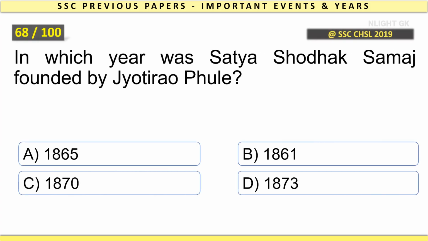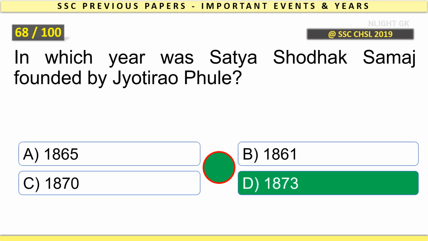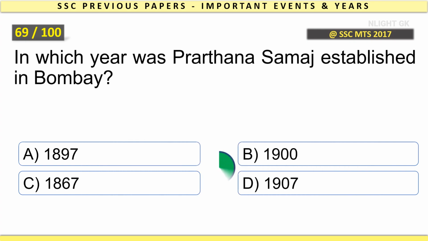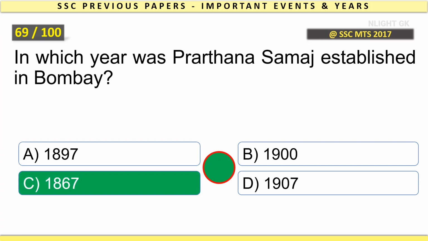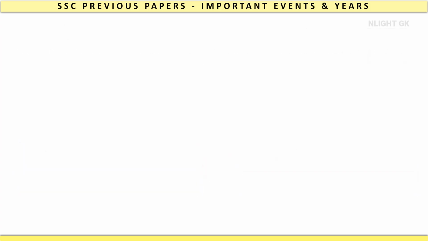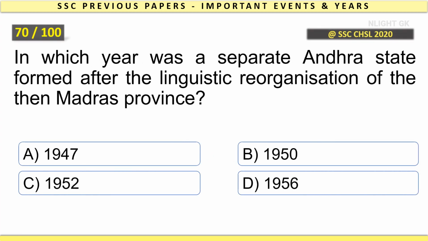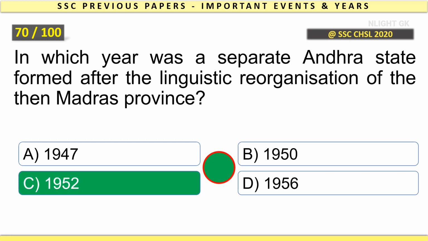In which year was Satyashodhak Samaj founded by Jyotirao Phule? In 1873. In which year was Prarthana Samaj established in Bombay? In 1867. In which year was a separate Andhra state formed after the linguistic reorganization of the then Madras province? In 1952.